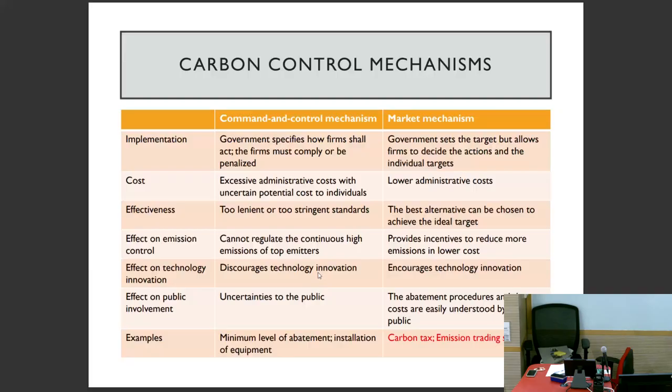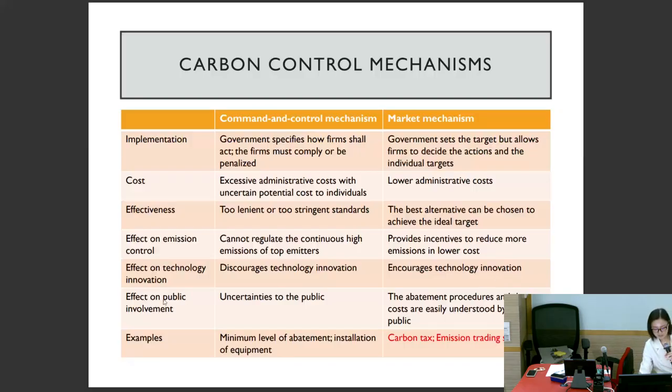As long as they comply with the regulation, comply with the law, then there is no incentive to further reduce the emissions. But the market-based approach encourages technology innovation, because if they can invest in these clean technologies and reduce their emissions, then they can make money by selling these allowances to the market.